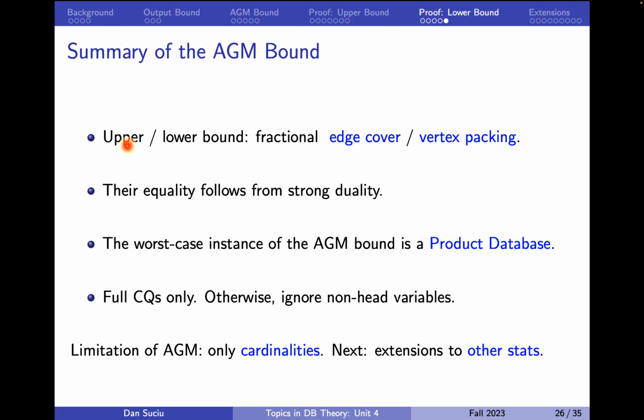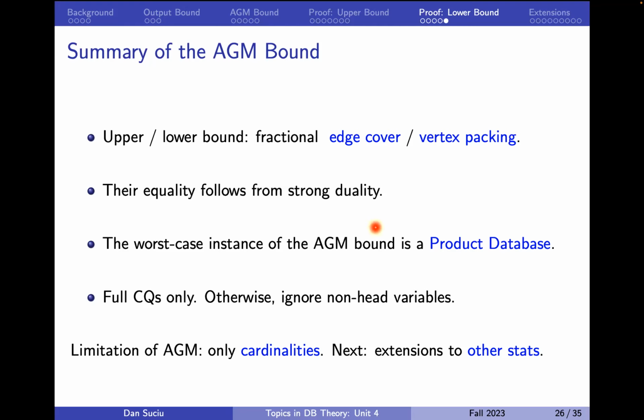So to keep in mind that the upper and lower bound of the AGM bound are given by the fractional edge cover and respectively fractional vertex packing. And their equality follows by the strong duality theorem, which everybody will check, right? We go and look in Wikipedia, strong duality of linear programs.